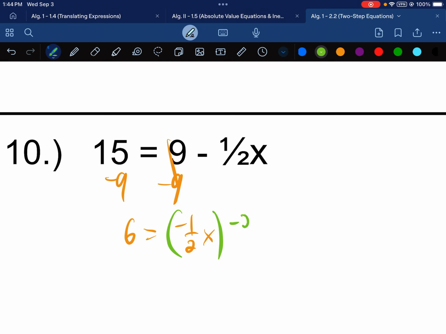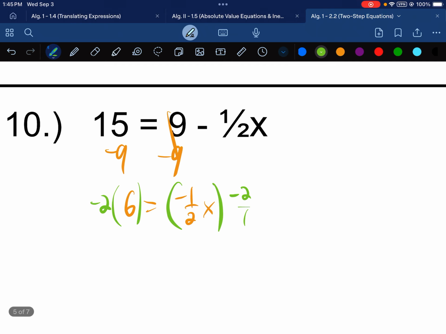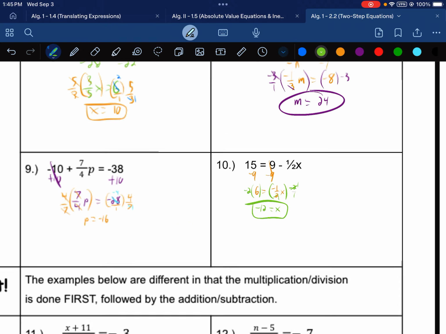Now I undo this multiplication of negative 1/2 by multiplying by negative 2 over 1, the reciprocal. Once again, where the negative is on the fraction does not matter. Negative 2 over 1 is the same thing as negative 2. So here we end up getting a positive 1x as we do a negative times a negative. On the left-hand side, we end up getting negative 12.